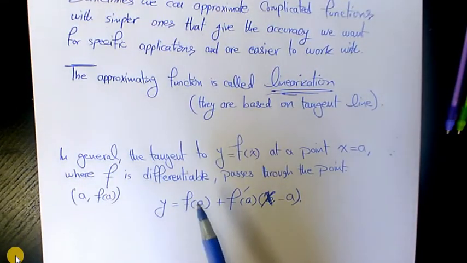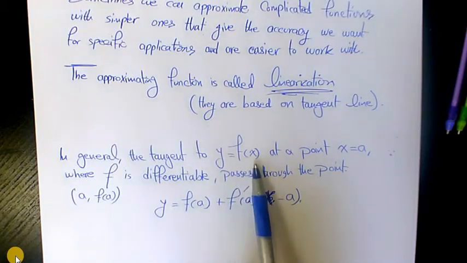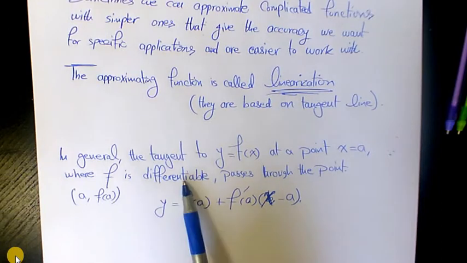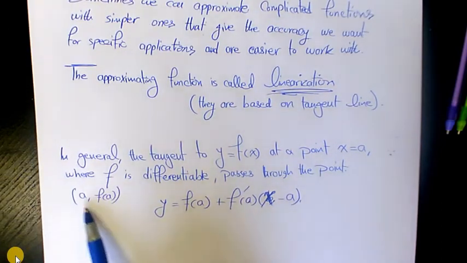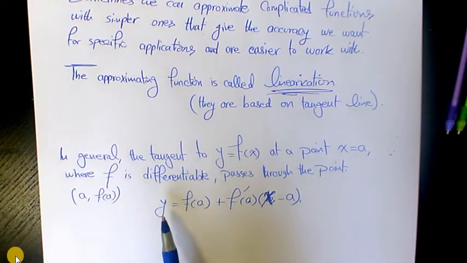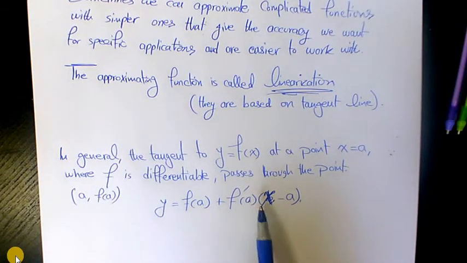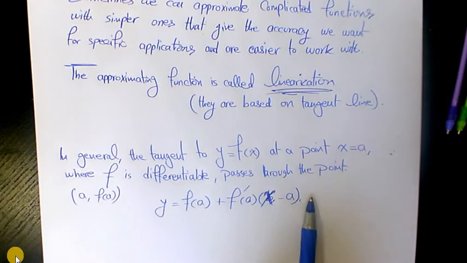So let's see the formula. In general, the tangent to y equals f of x at the point x equals a, where f is differentiable and passes through the point a, f of a, is going to be y equals f of a plus f prime a times x minus a. Let's see an example.